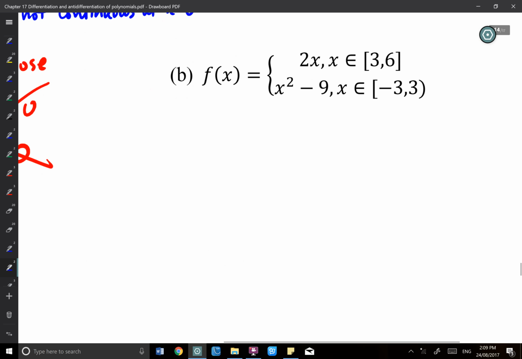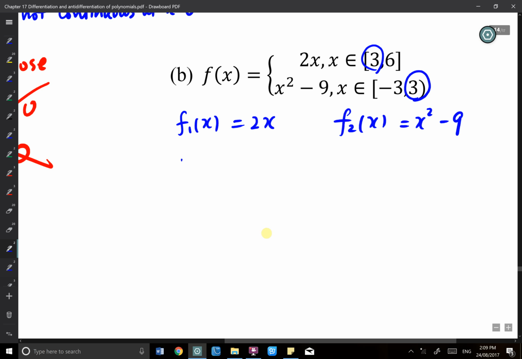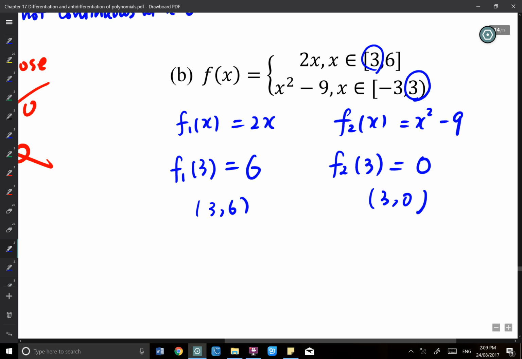Okay, the last one is connected at 3. So I can still say f1(x) equals to 2x, f2(x) equals to x squared minus 9. And then I will say f1(3) is 6. f2(3) is 0. That point is (3, 6). That point is (3, 0).